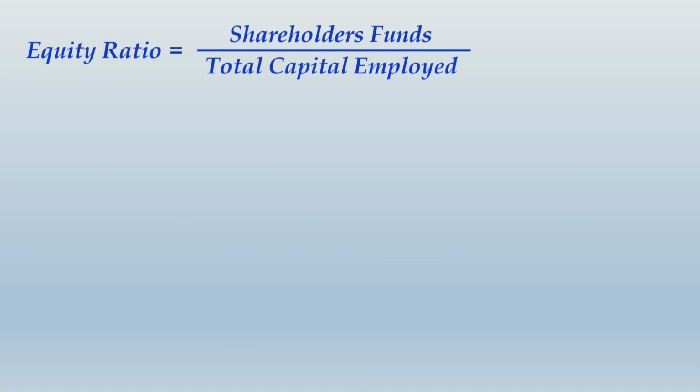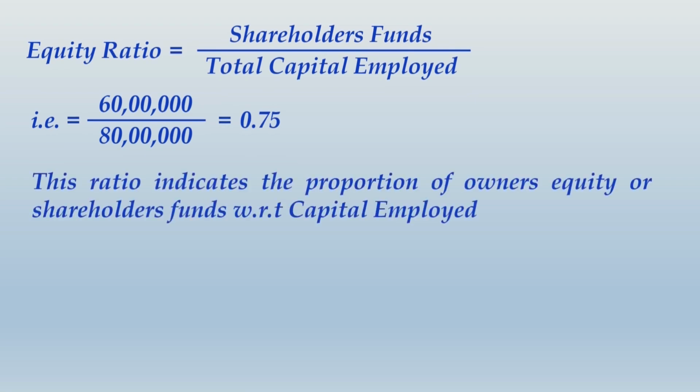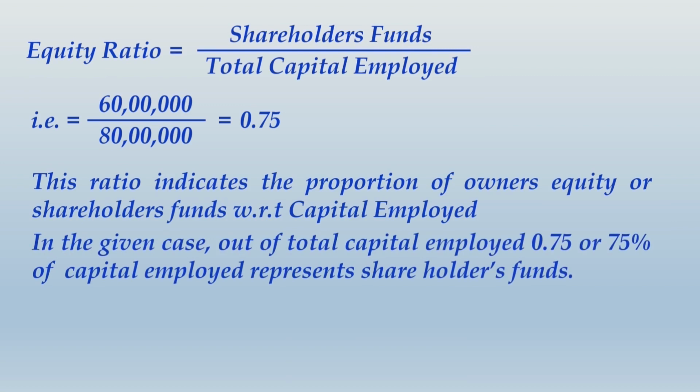Let us move ahead and now take up the equity ratio calculation. So it will be shareholders' funds divided by total capital employed. So 60 lakhs by 80 lakhs, that will give you 0.75. This ratio indicates the proportion of owner's equity or shareholders' funds with respect to total capital employed. In the given case, 0.75 or 75% of capital employed represents shareholders' funds.